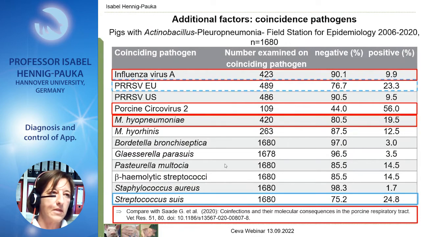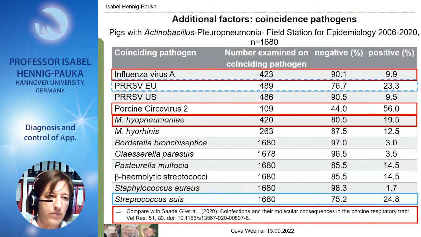There are contradictory findings concerning PRRS virus. Some scientists say yes, it has an additive effect, but in other studies it could not be shown. In my opinion, it can be of high importance, and the differences might be due to the differences in the PRRS virus strains.